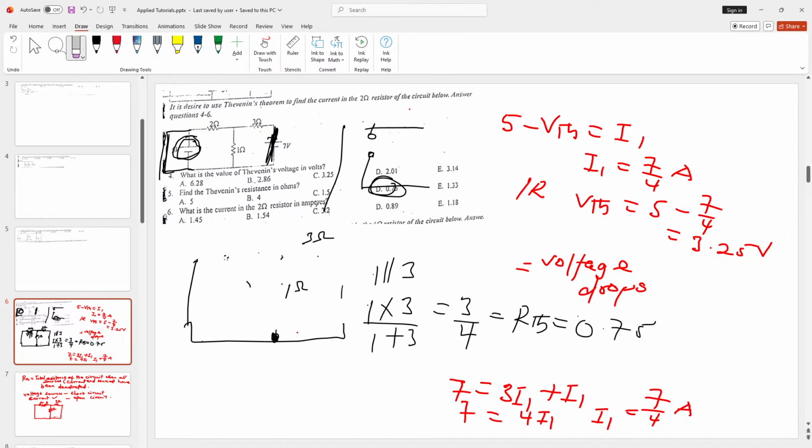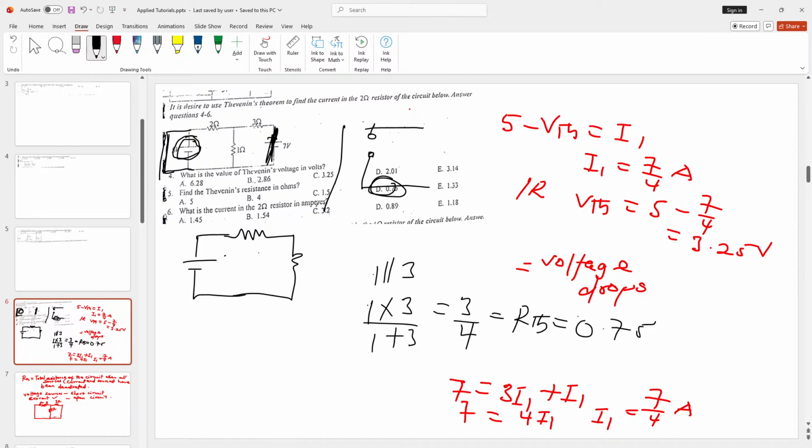Now, number 6 is asking us to find the current in the 2 ohm resistor in amperes. So just as I said when I was starting, Thevenin is saying that any circuit, regardless of how complex it is, can be reduced into an equivalent simple circuit, which is like this.